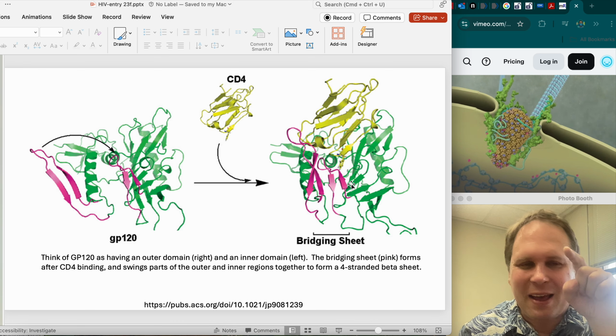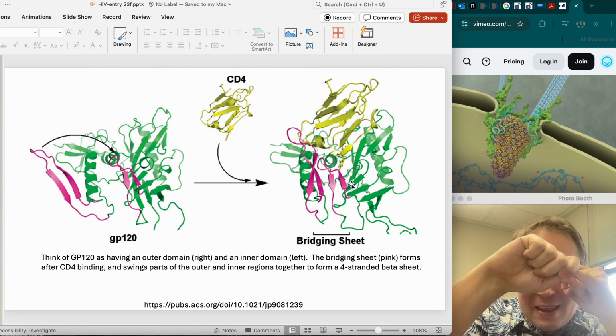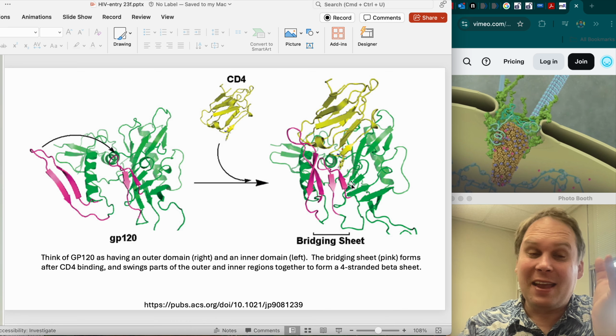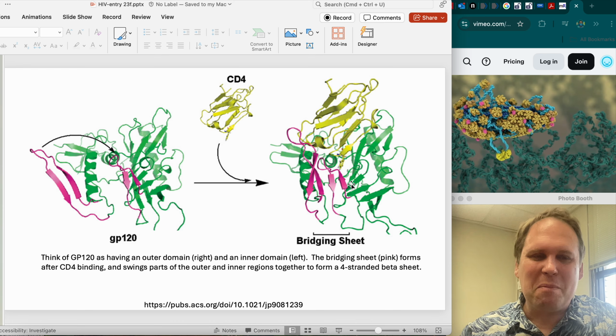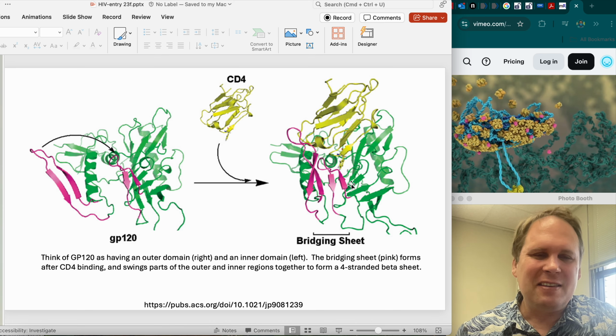That's not much to hold on by. It's like holding on to a little pinky finger like that. And GP120 is going to get a massive, baseball mitt grip around this CD4 protein.